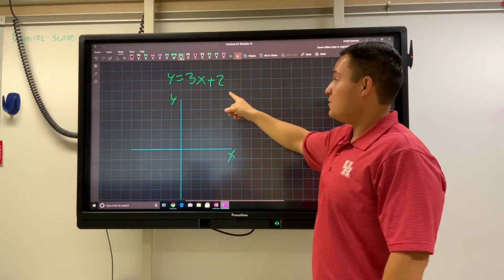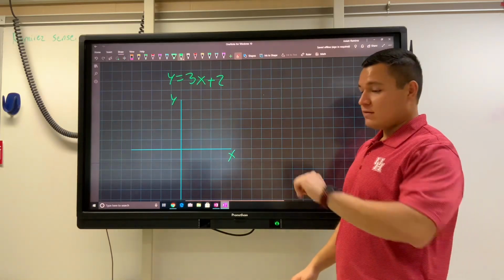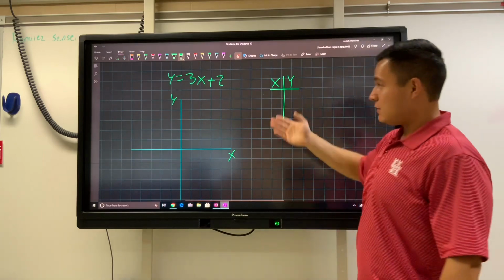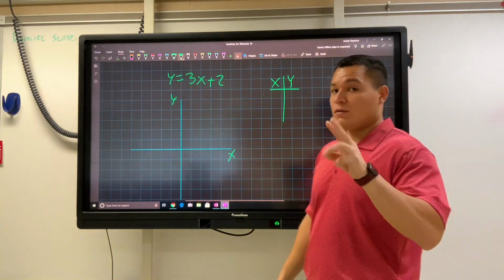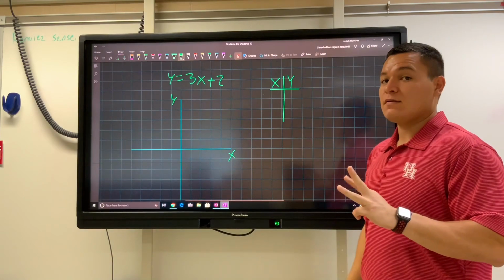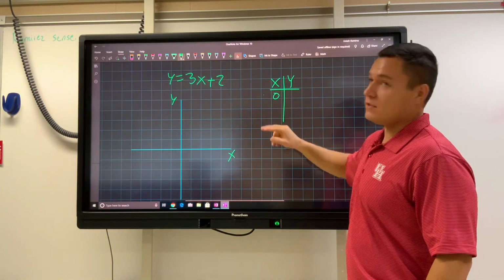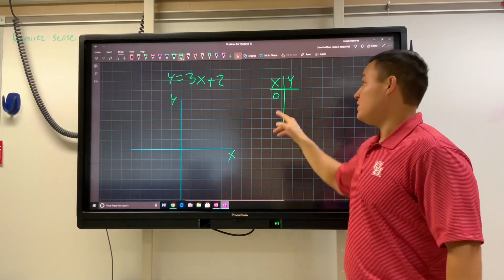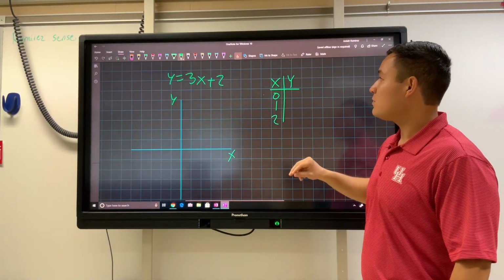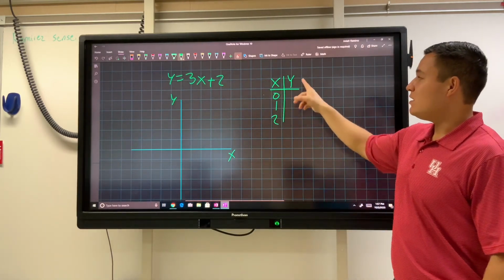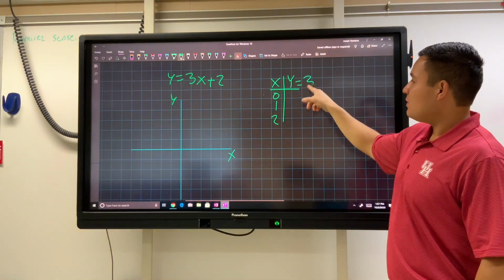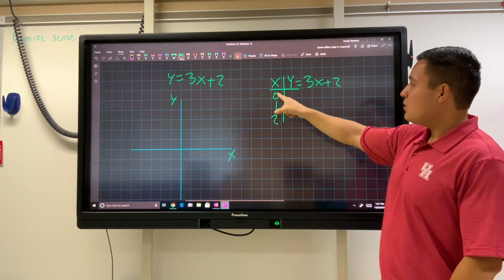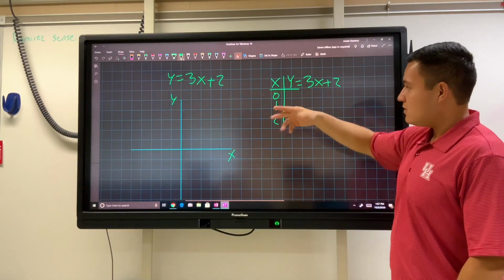Our equation is y equals 3x plus 2. First step is make a table. X, y, done. Second step, pick 3 different x's. The easiest ones are always going to be for a line. Well, not always, but the easiest ones are almost always going to be 0, 1, and 2. Then on the y side of the table, y is equal to 3x plus 2. This means that for each one of these x's, we're going to put it for x and then simplify.